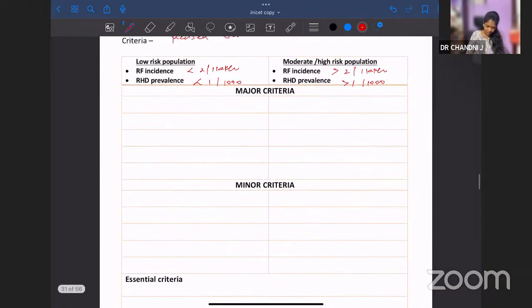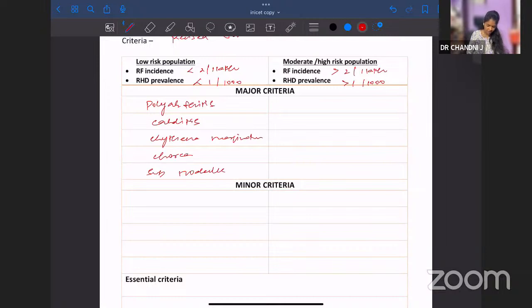Major criteria, 5. What are the major criteria? Polyarthritis. Then carditis. Erythema marginatum. Then chorea. Then subcutaneous nodules. These 5 are the major criteria.